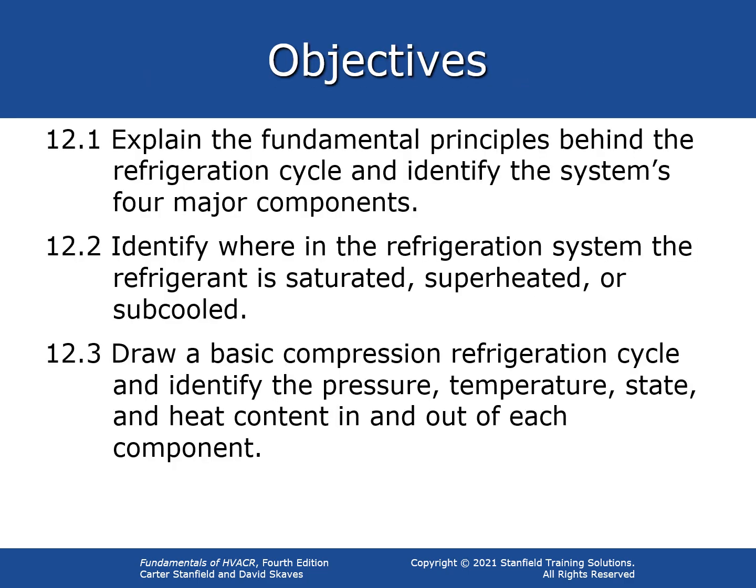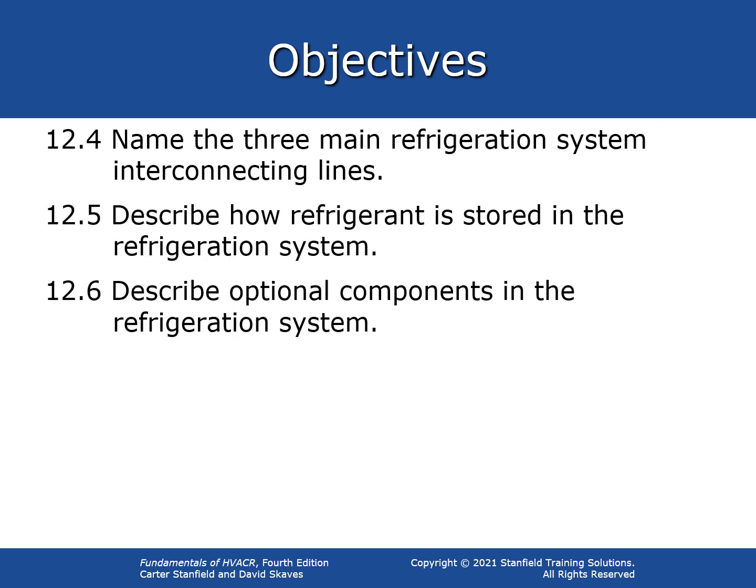Objectives include: explain the fundamental principles behind the refrigeration cycle and identify the system's four major components. Identify where in the refrigeration system the refrigerant is saturated, superheated, or subcooled. Draw a basic compression refrigeration cycle and identify the pressure, temperature, state, and heat content in and out of each component. Name the three main refrigeration system interconnecting lines. Describe how refrigerant is stored in the refrigeration system. And describe optional components in the refrigeration system.